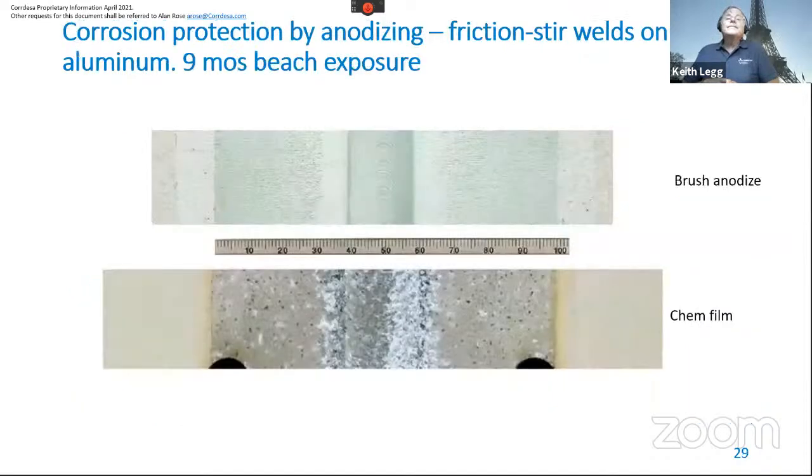So next. All right, but that isn't the only place where you can use this. This is an example of anodizing a friction stir weld in aluminum, which is used for everything from large aluminum tanks to space rockets. Friction stir welding is a very nice method, but it corrodes like crazy on the beach. So the top is what we brush anodized. The bottom is what happens if you don't re-anodize the material after you've done the weld. So it really works very well, that exposure. Next.